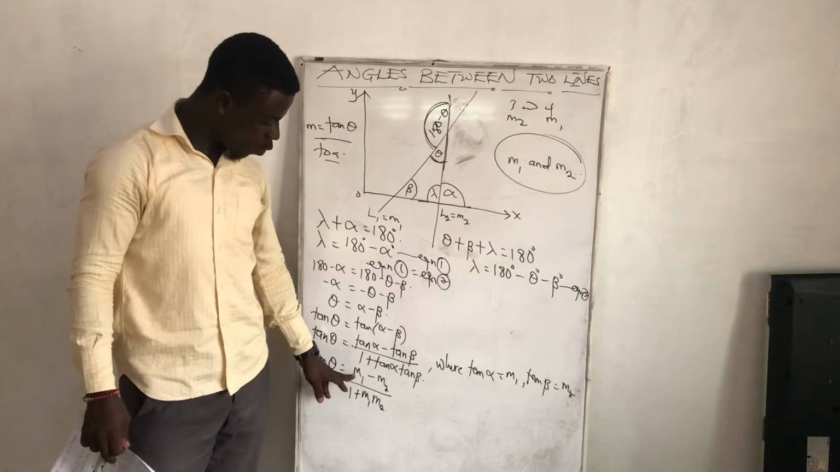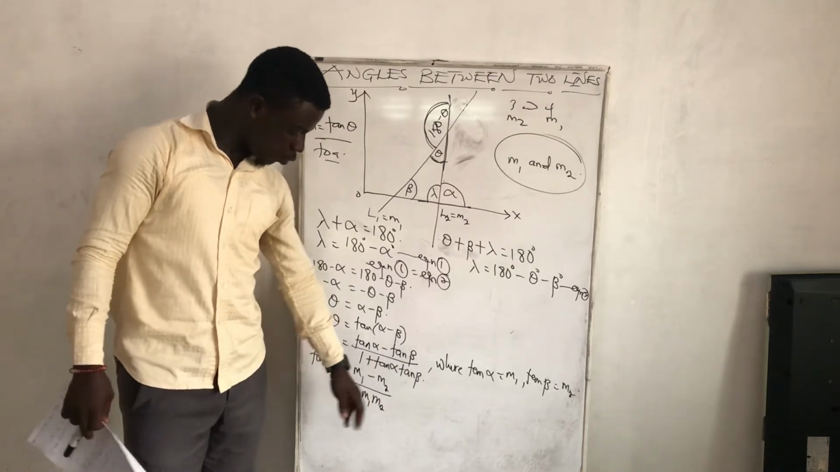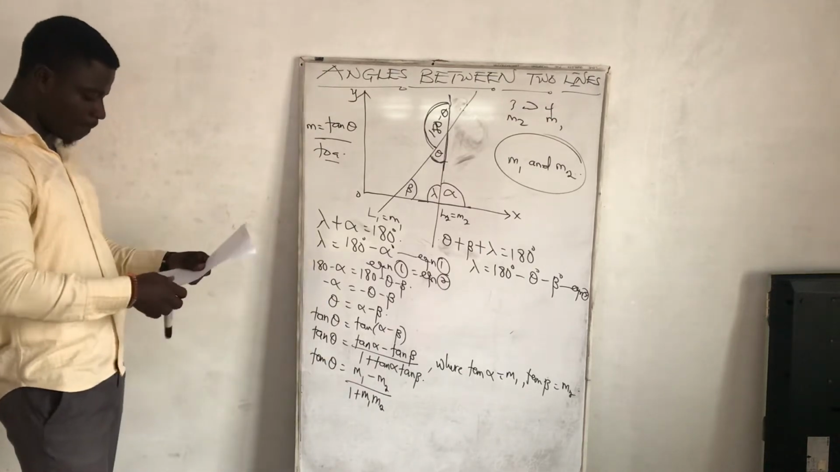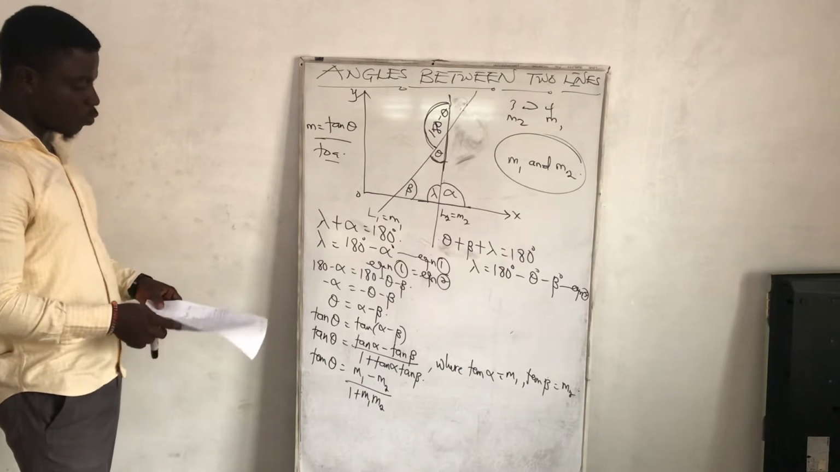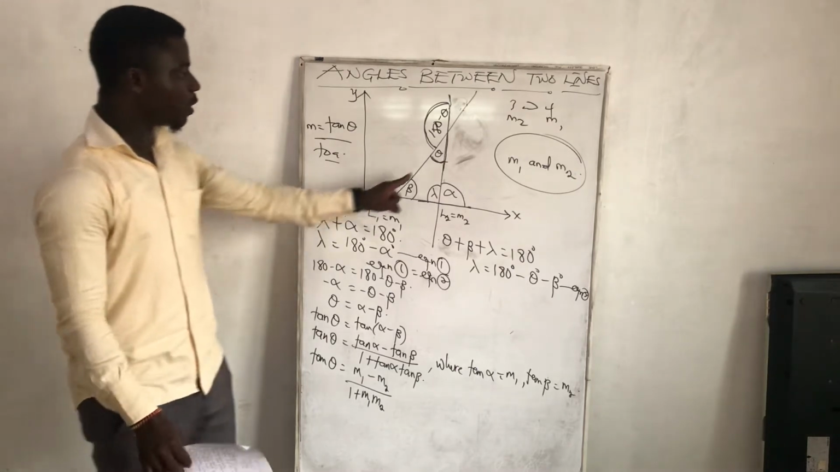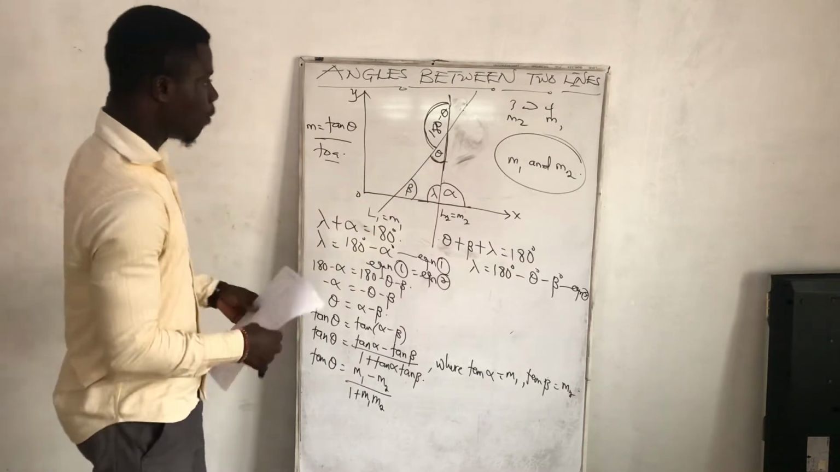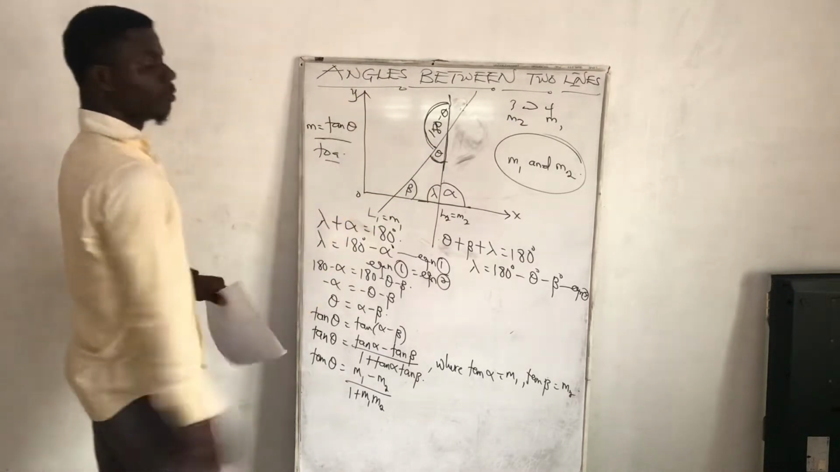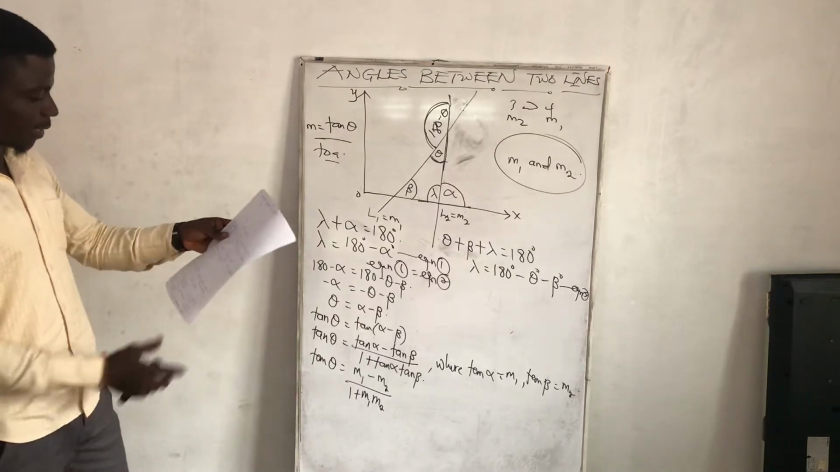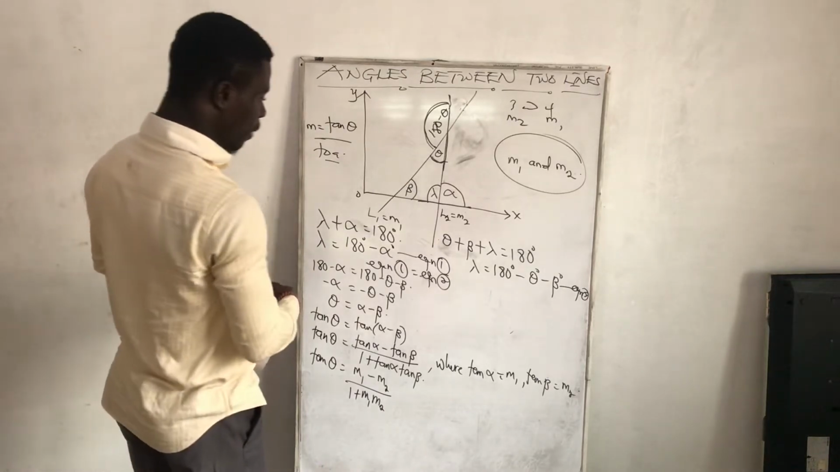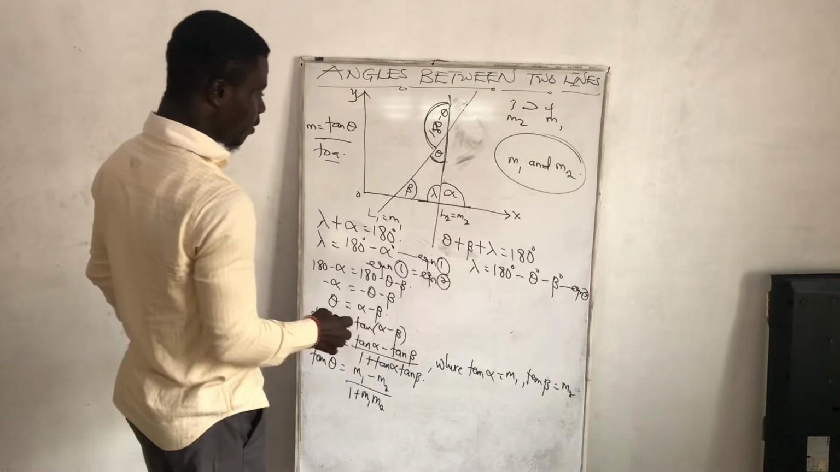So tan theta is equal to m1 minus m2 all on 1 plus m1 m2. That's for this theta. Likewise, we can take tan of 180 minus theta. We can use that.